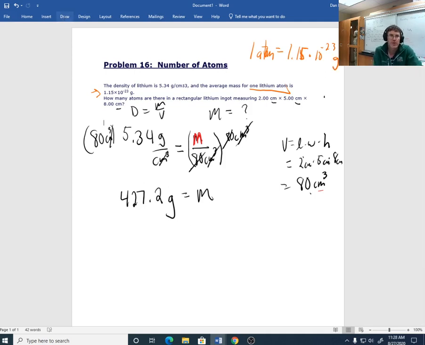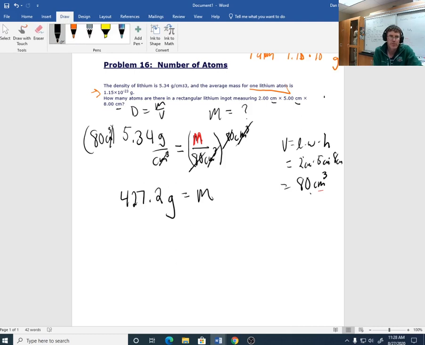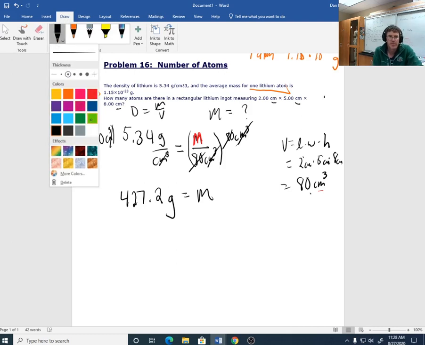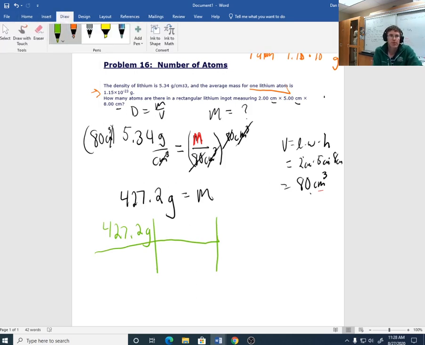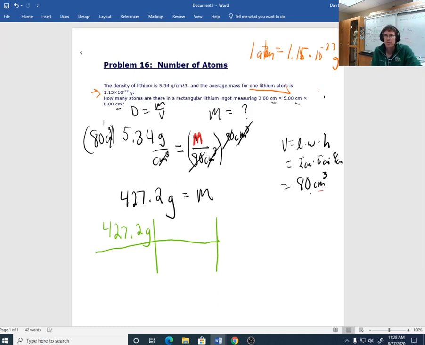If we're converting, we always write what we start with. Let's choose a different color. Let's choose green. 427.2 grams. And we're going to put our conversion factor here. Maybe we'll go back to orange to make that work out. I don't know if you guys like the different colors, but okay. One on top of the other. Well, what are we trying to cancel out? The grams right down here. So this part needs to go on the bottom to cancel that.